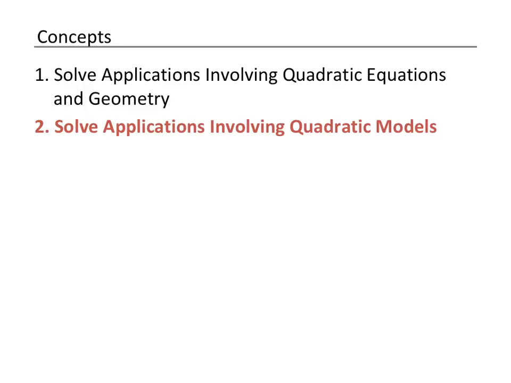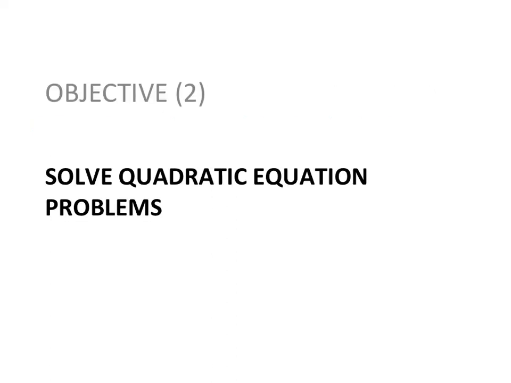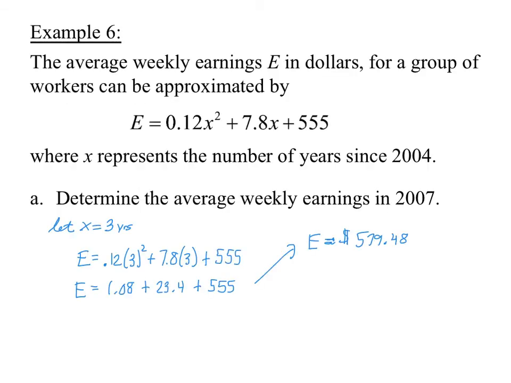So we're now going to solve applications involving quadratic models. Solving quadratic equation problems. So in example 6, the average weekly earnings, E in dollars, for a group of workers can be approximated by E is equal to 0.12 x squared plus 7.8x plus $555, where x represents the number of years since 2004.